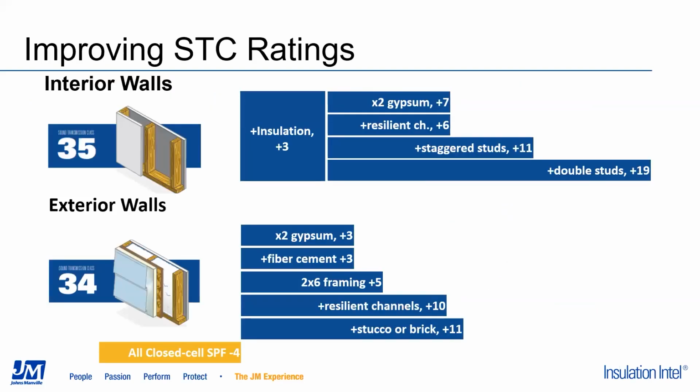So this is just a recap of what we just covered in these slides. Again, please note that these are not simple linear additions. We can't combine resilient channel with double studs to get a high performance wall. Every wall's a little bit different. It's not like R-value.